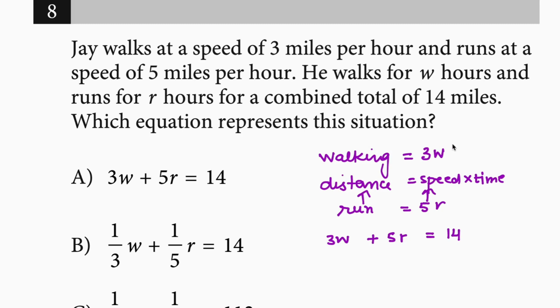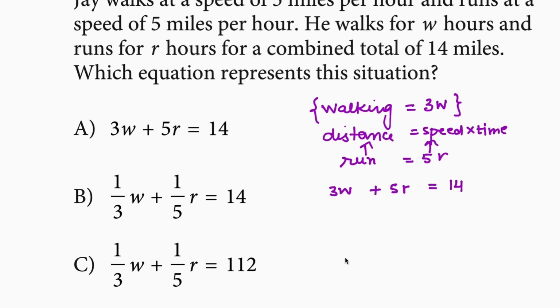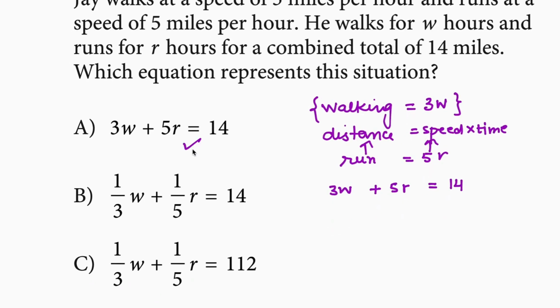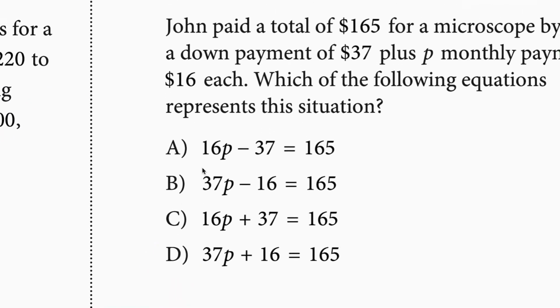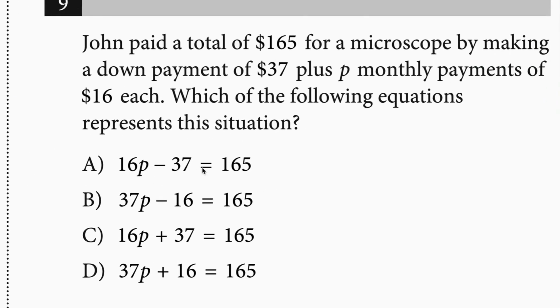14 miles. So you have to understand this thing in this question, that walking distance can be represented as speed into time. We have to see the question. So here walking distance is 3 miles per hour and W hours. So you have to just learn this concept. So this is our equation. Let's go to the option. Okay, A is the right option. Perfect. Let's come to question number 9.